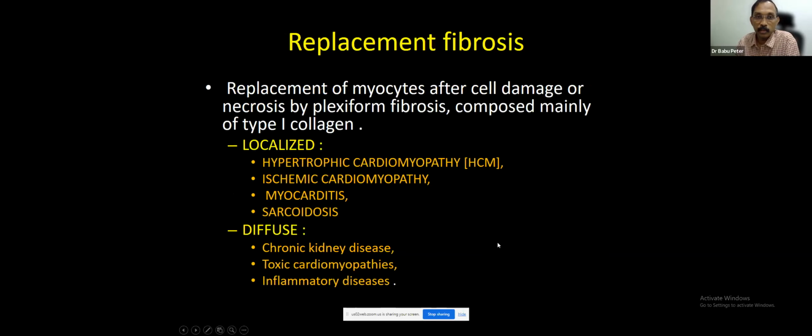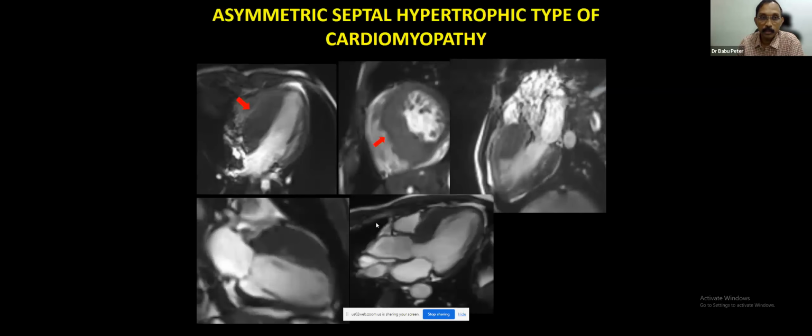ATTR in certain cases. The third type of fibrosis is replacement fibrosis, which is the replacement of the myocytes after cell damage or necrosis. And it can be either localized or diffuse. Localized may be in hypertrophic cardiomyopathy, but also in myocarditis, in ischemic cardiomyopathies, and sarcoidosis. Diffuse could be seen in toxic cardiomyopathies or in chronic kidney disease and other inflammatory diseases.